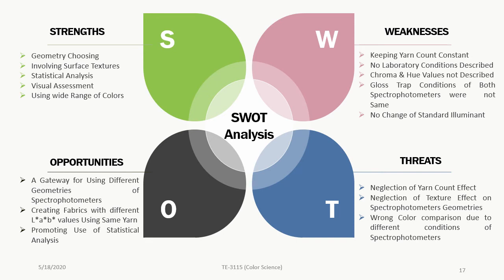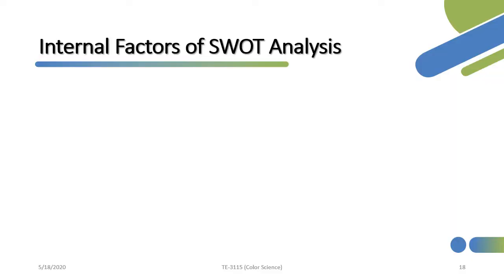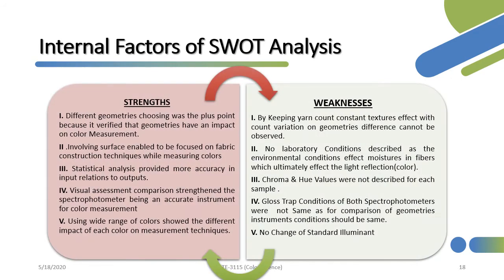So let us discuss all these conditions in detail. Here are the internal factors of our SWOT analysis. These are the strengths and weaknesses of the research. The first strength is that the author wanted to examine the different geometries of spectrophotometers, whether these geometries are affecting the measured color coordinate values or not.